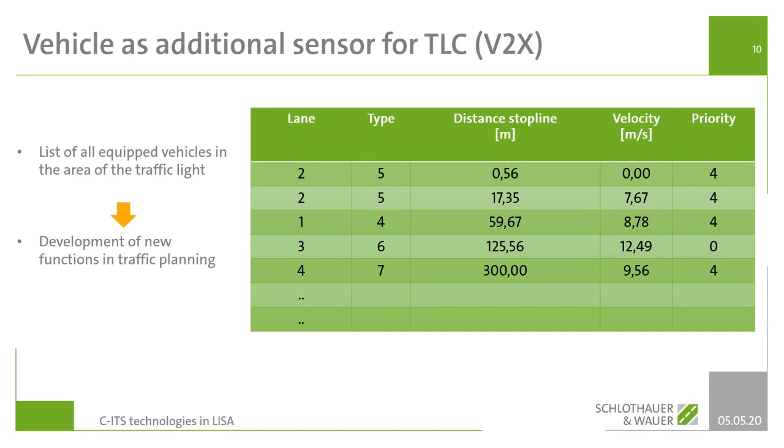After a map matching process in the roadside unit, every equipped vehicle is written to a list with some attributes. Here we have the target lane, the vehicle type, the distance to the stop line, a velocity, and the priority of the car. This information is passed to a lot of new functions in our traffic light logic.